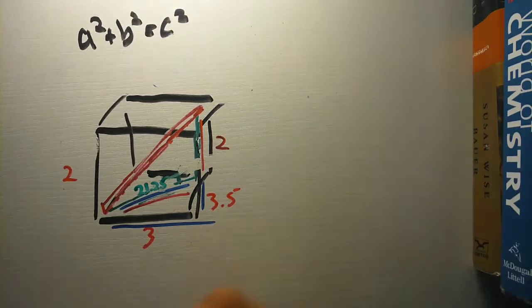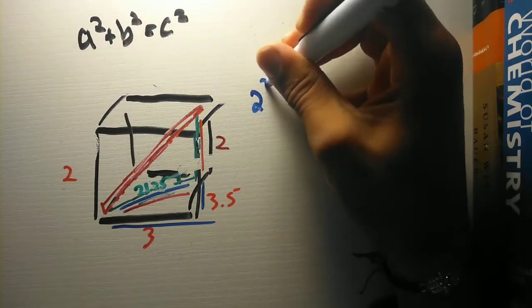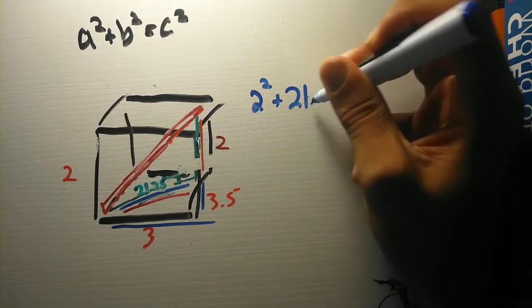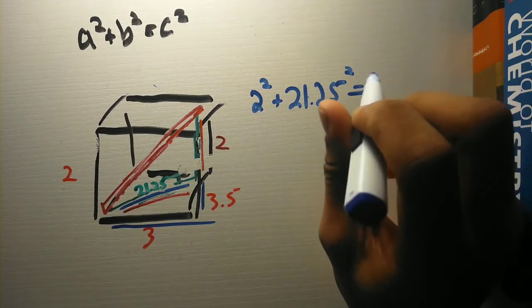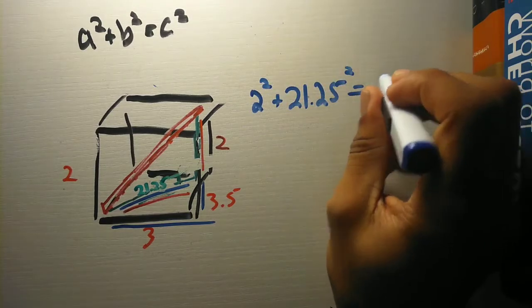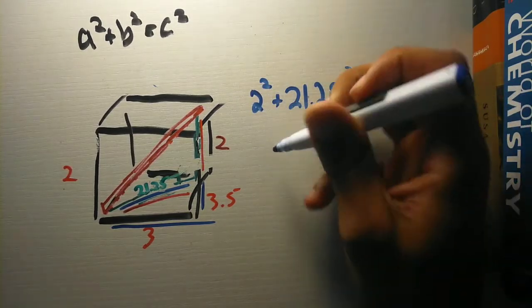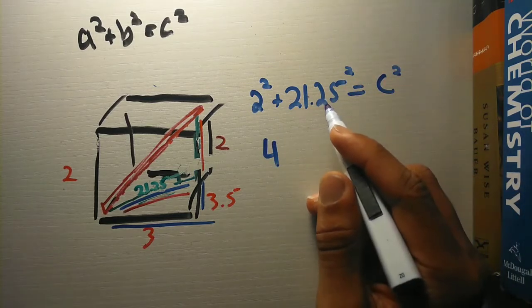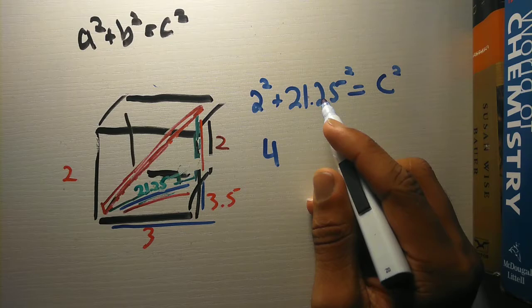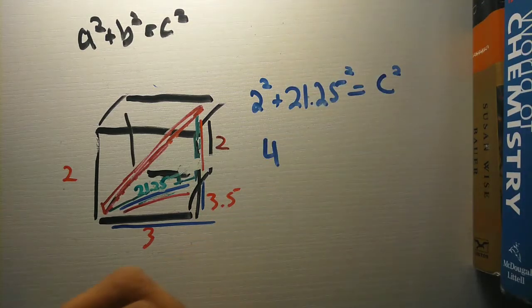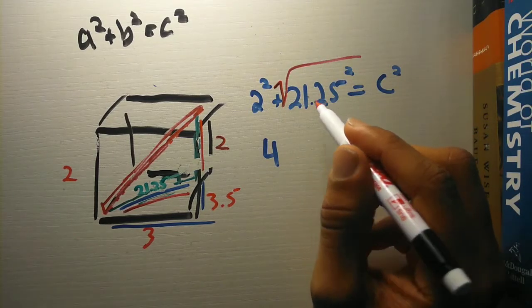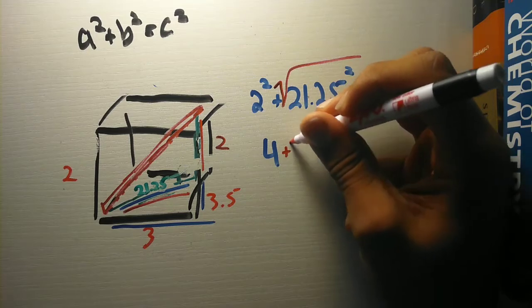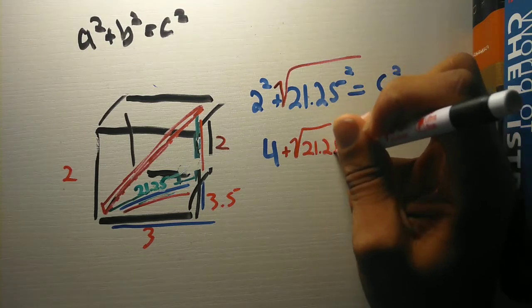Alrighty, so we can write out in the Pythagorean theorem, 2 to the power of 2 plus 21.25 to the power of 2 is equal to c squared. Let's just do that real quick. 2 to the power of 2 is equal to 4. And this is going to be a really interesting number. Let's put a little square root at the top of that. So these cancel out. So we keep it at that. All right. So we end up having 4 plus the square root of 21.25 squared.